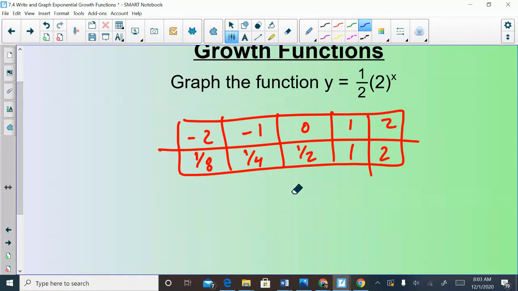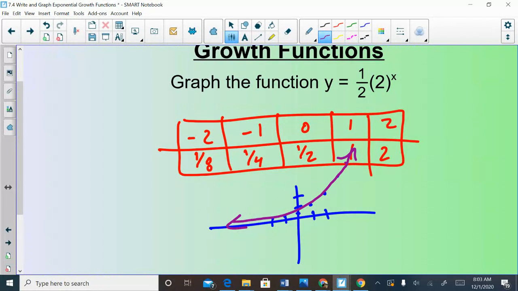Then you are just going to go ahead and plot these points. 2, 2; 1, 1; 0, a half; negative 1, 1/4; negative 2, 1/8. You can kind of see it taking shape here. Oh, that point isn't supposed to be there, but that's what it's going to look like, right? And we have an exponential growth function.